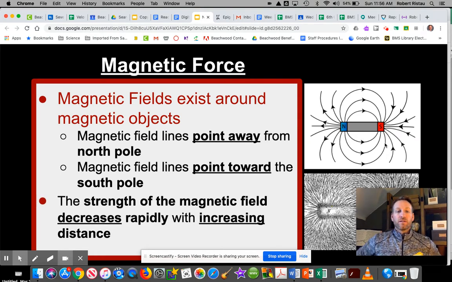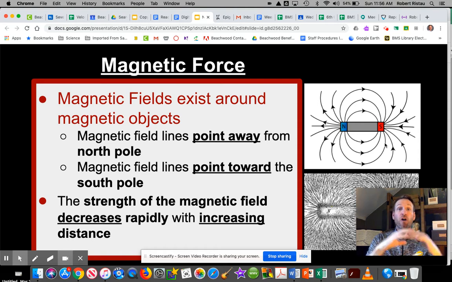Next, we're going to see the strength of the magnetic field decreasing rapidly with increasing distance. And I really hope that as soon as that bullet point came up and I read it, a red flag went off in your brain. You're like, well, wait a minute. That is exactly like the other two non-contact forces, because you are correct. That is one thing all three of them have in common. In fact, they have two things in common.